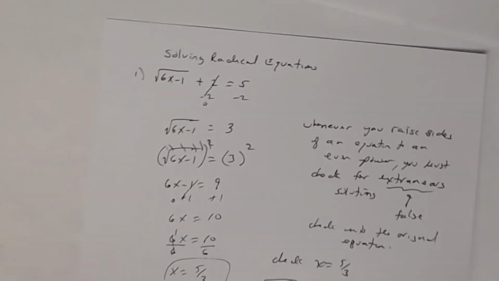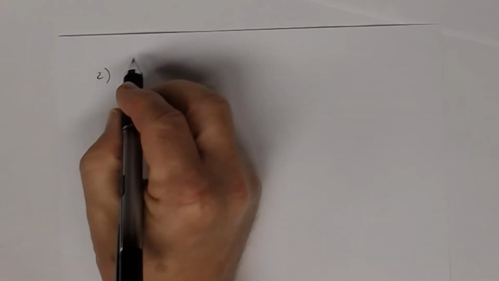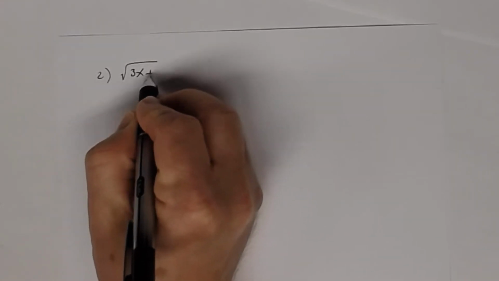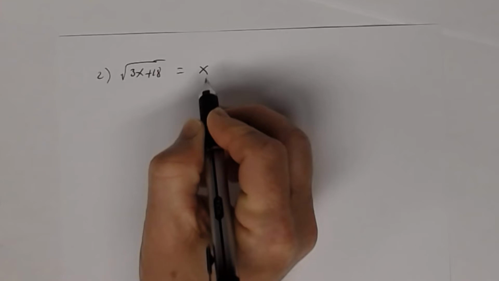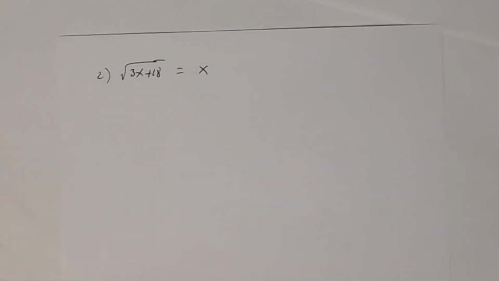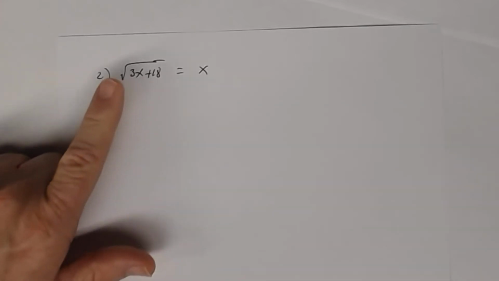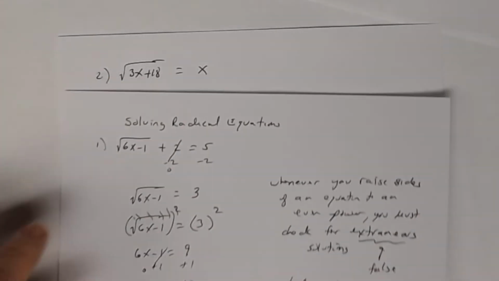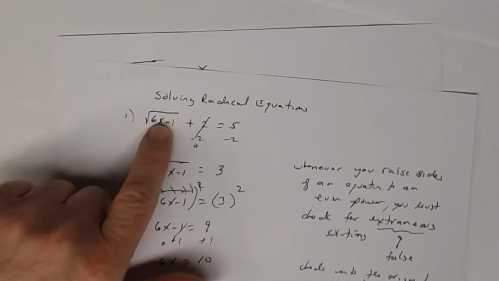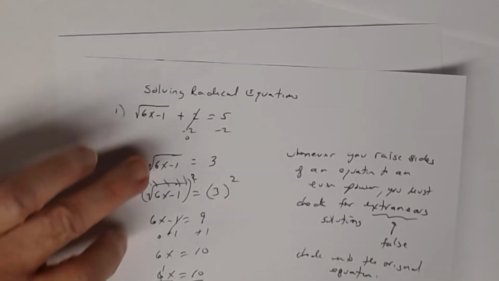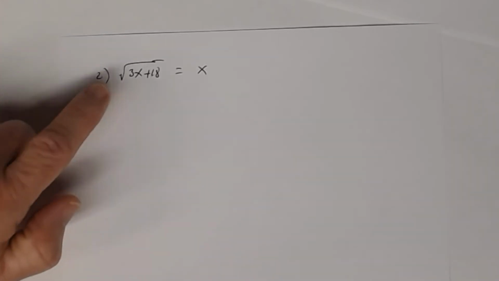So here's number 2. I have the square root of 3x plus 18 is equal to x. Remember, notice this time I have x on both sides, don't I? In the previous problem, the variable x was just on one side. So this made it a little bit easier than this one does.